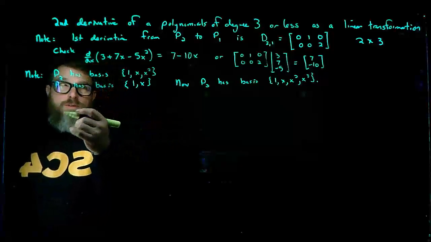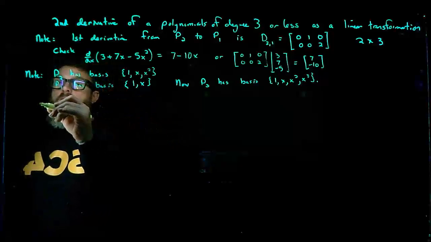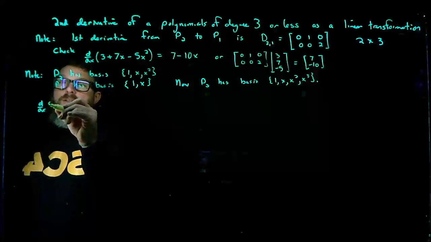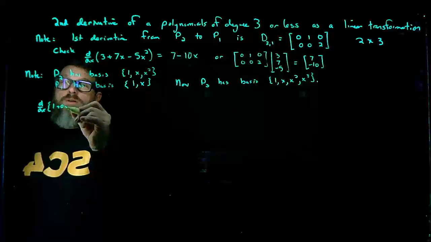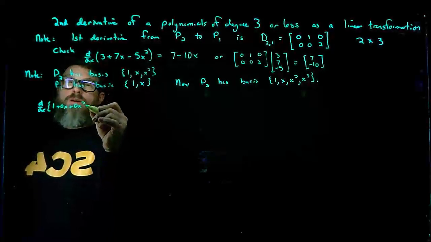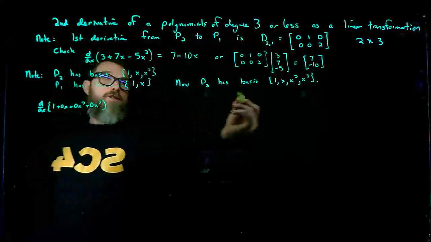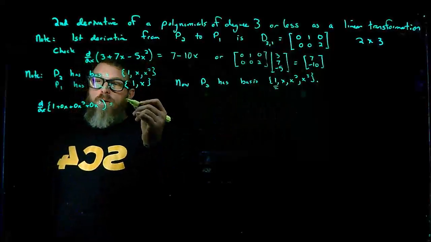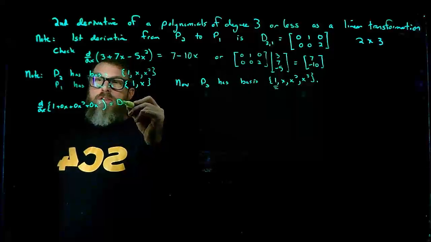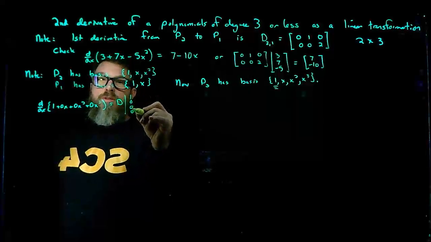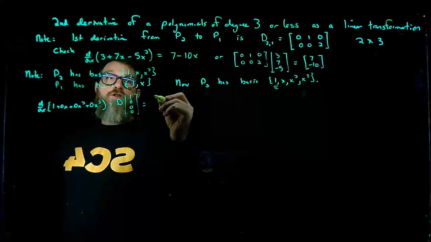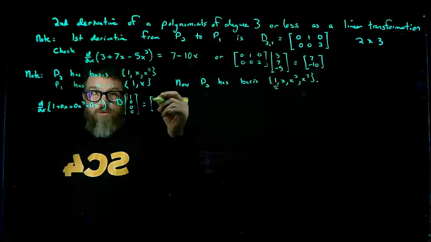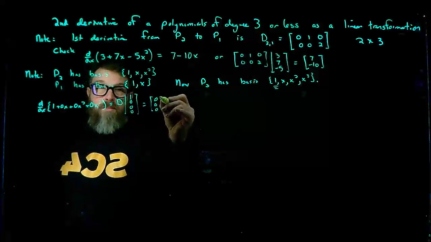So what I need to do is I need to know the derivative of this. So what is the derivative with respect to x of, and I write this out kind of long ways, 1 plus 0x plus 0x squared plus 0x cubed. That's this piece right here. And what I know is this is going to give me, we're going to say the derivative. So this is d of 1, 0, 0, 0. And this is going to give us just 0. Now remember, it goes from P3 to P2, in this order. So this is going to be 0, 0, 0.